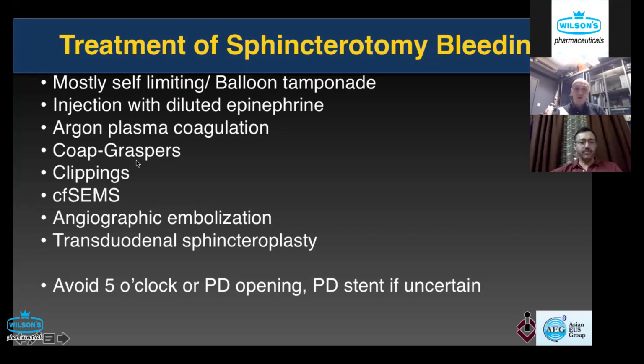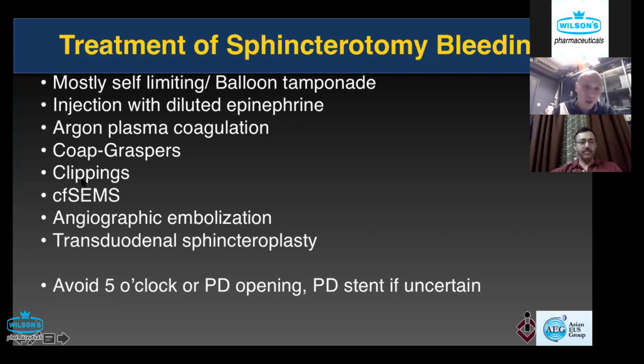Recently, I've also been quite successful in using coag graspers. If you are practicing ESD in your unit, you would have access to small size coag graspers used in the large bowel. So these would be good options for hemostasis, particularly in post-sphincterotomy bleeding.